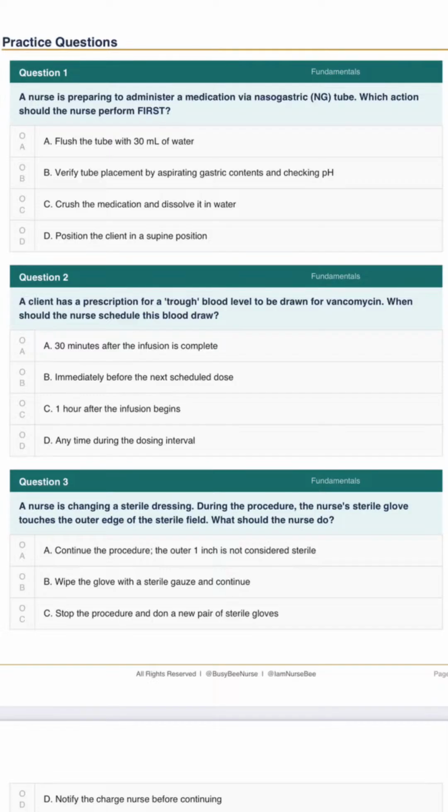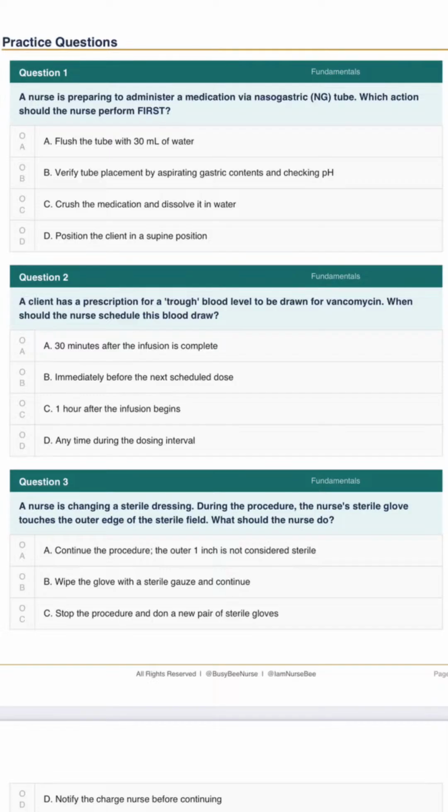All right, so in this case, the answer would be stop the procedure and don a new pair of sterile gloves. Okay, so the rationale behind this is the outer 1 inch of the sterile film is considered contaminated. So you are not going to continue the procedure with you touching something with that glove. Okay? You are not going to wipe the glove with the sterile gauze and continue. It's already contaminated. Okay?